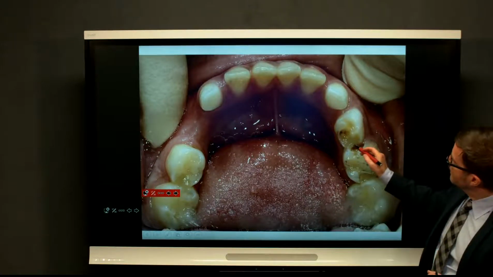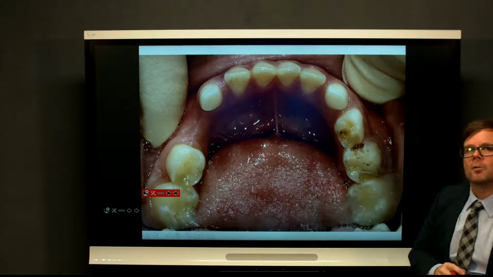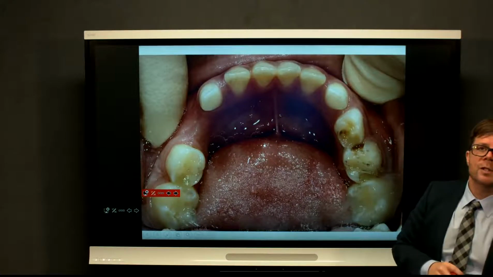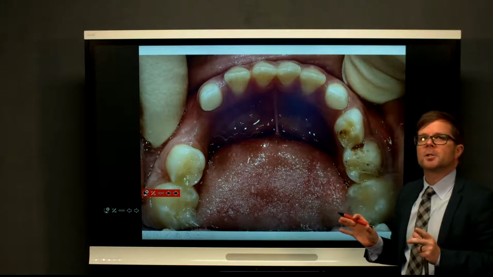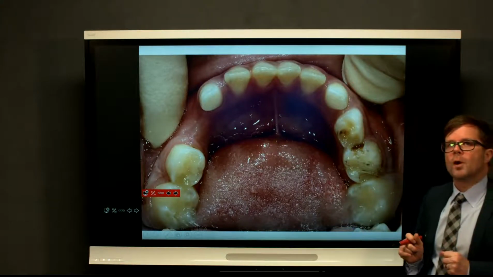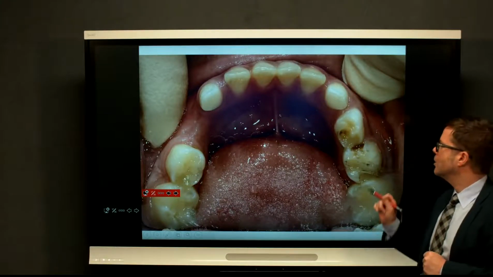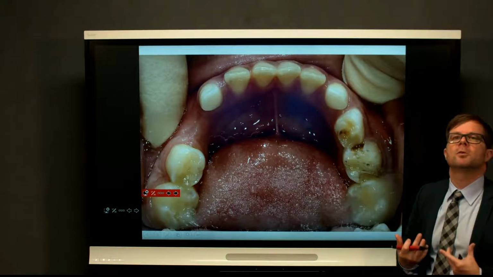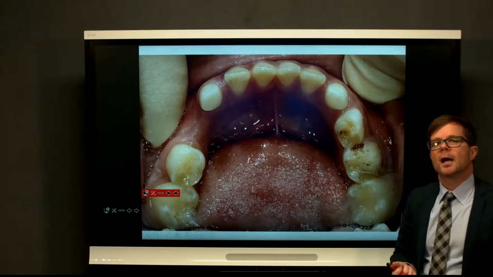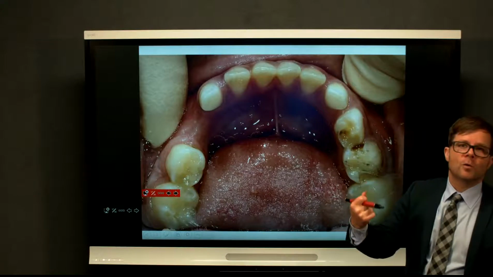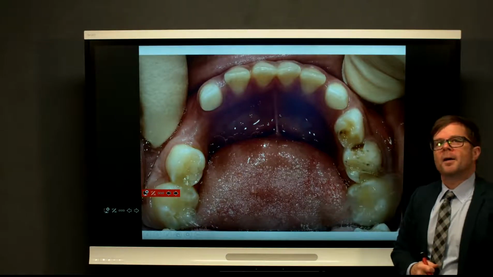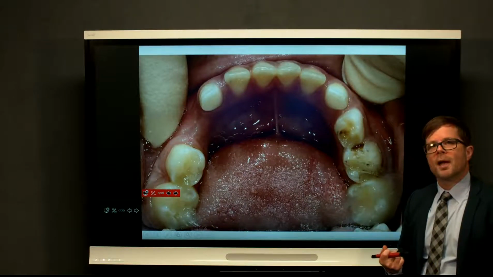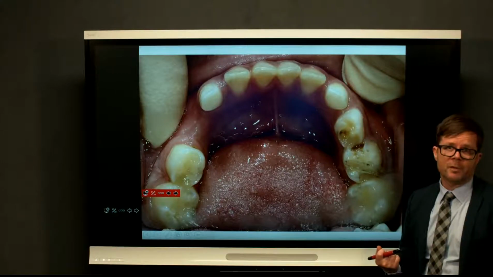Now here we'd have to think very carefully about what restorative material we're going to use, and in this particular case, because this is a mixed dentition, one of the other things we need to think about is how long this particular tooth is going to be in the mouth. Alright, so that would help us to determine which material we would choose, and of course we would need to know about the durability and the lifespan of different dental materials.